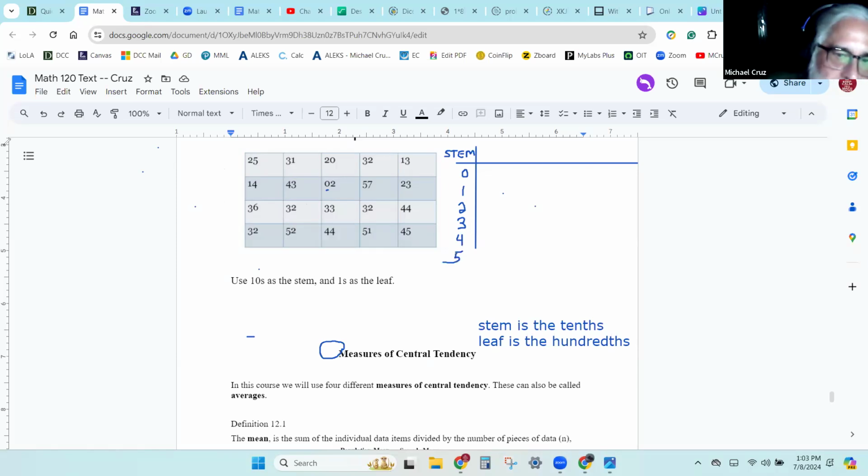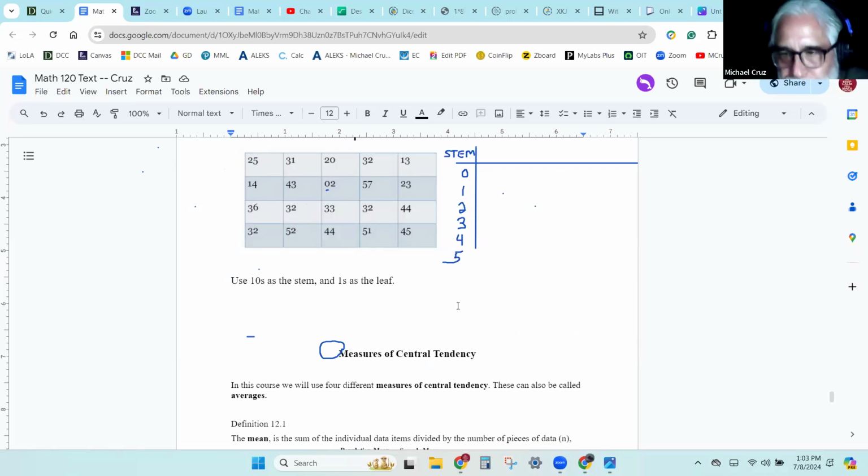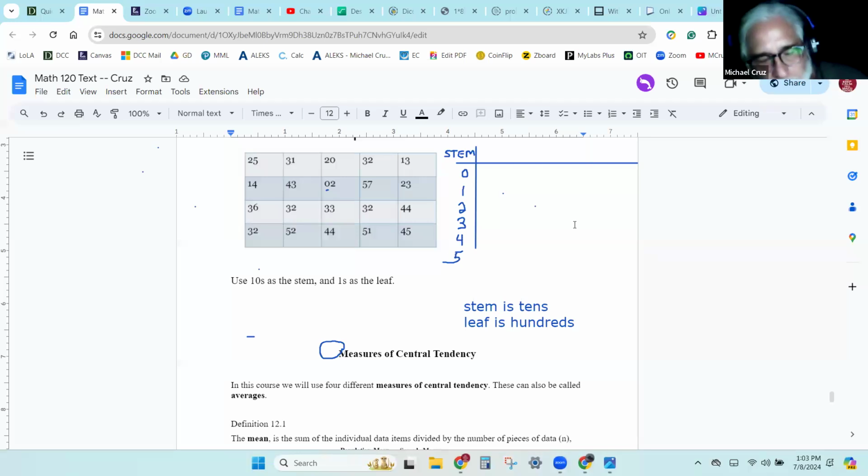Let me fix something. I should have said, because there's no decimal. If it went on the other side of the decimal, the first one is the tenths and the hundredths. So I just want to get that straight.